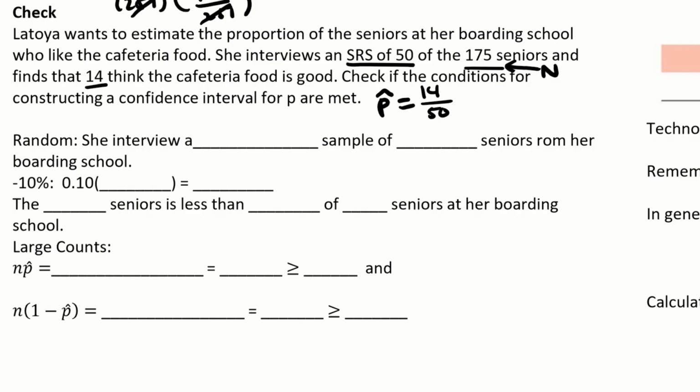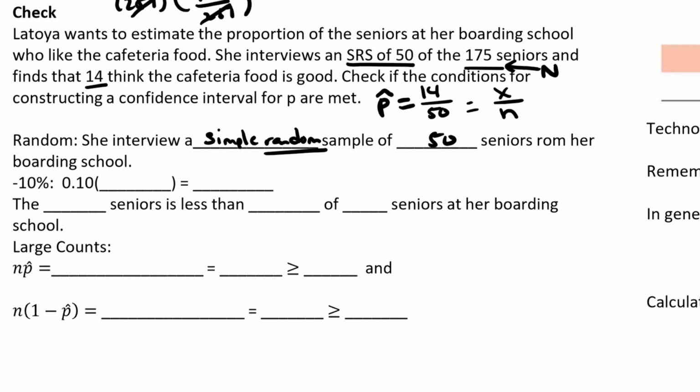Remember that the formula for p hat is x over little n, where x is the number of successes and n is the sample size. Okay. So the random condition, it says she interviews a simple random sample. SRS means simple random sample. Now it only matters that it's random. It doesn't have to be a simple random sample. Okay. But it's random. 50 seniors from her boarding school.